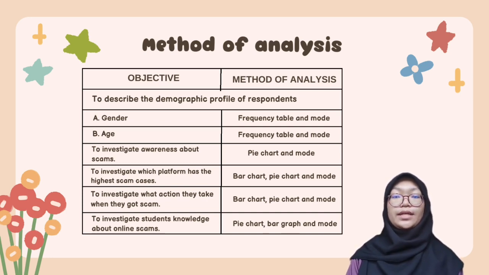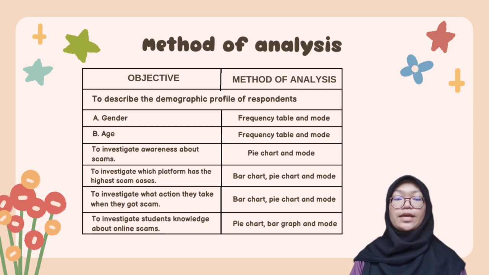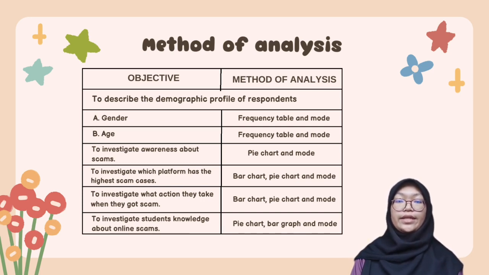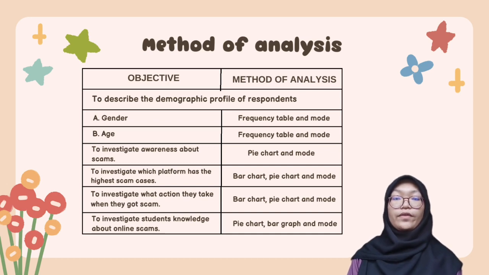Next, our first objective is to investigate awareness about scams, and the method of analysis is pie chart and mode. Secondly, to investigate which platform has the highest scam cases, the method of analysis is bar chart, pie chart, and mode. Thirdly, to investigate what action they take when they get scammed, the method of analysis is bar chart, pie chart, and mode. Last but not least, to investigate students' knowledge about online scams, the method of analysis for this objective is pie chart, bar graph, and mode.